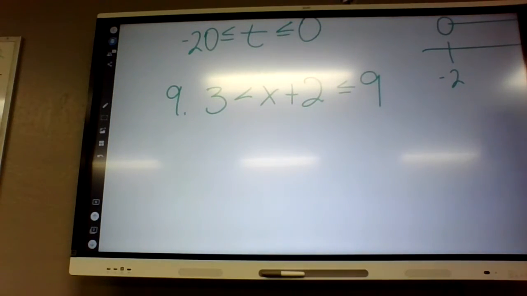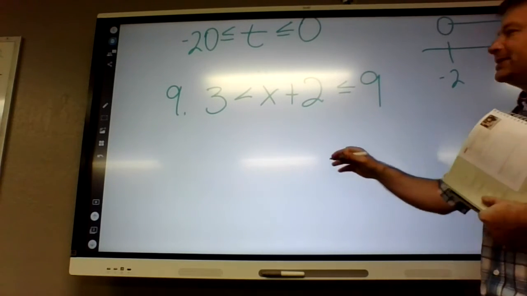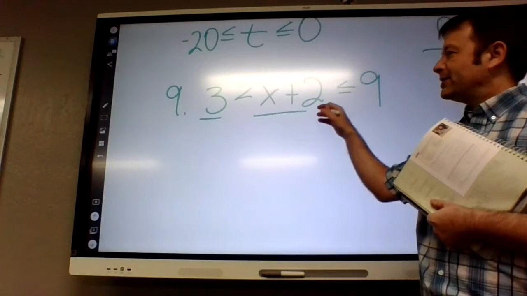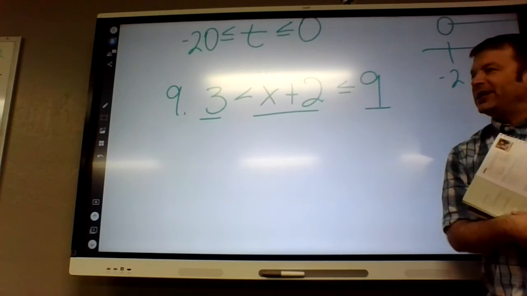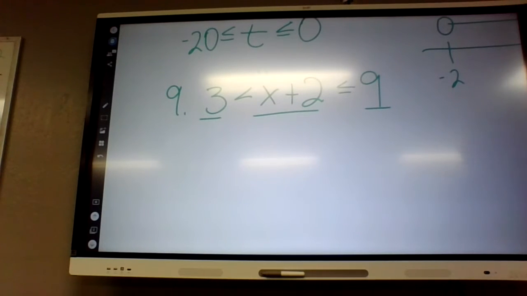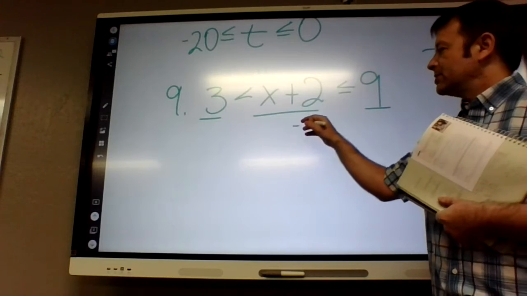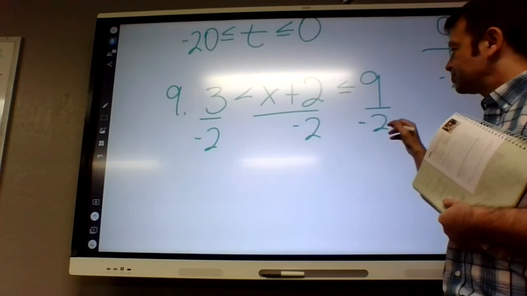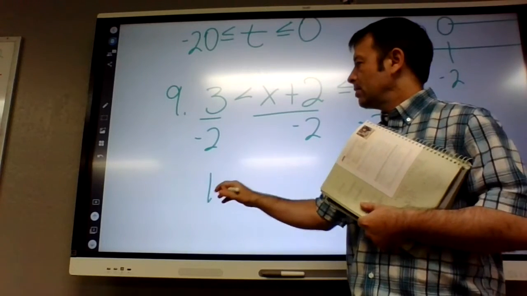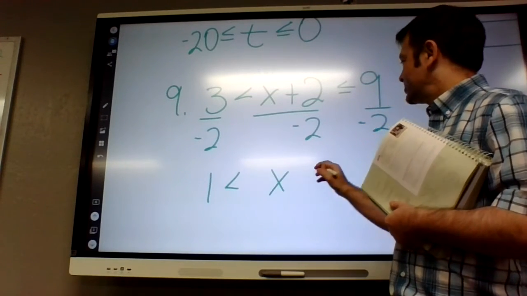Okay, solving for x in this problem. There are 3 sides, quote unquote, 3 things. We want to get x by itself in the middle. Subtract 2 from each side, subtract 2 from everything. So I'm going to subtract 2 in the middle, 2 on the left, 2 on the right. And that gets x by itself.